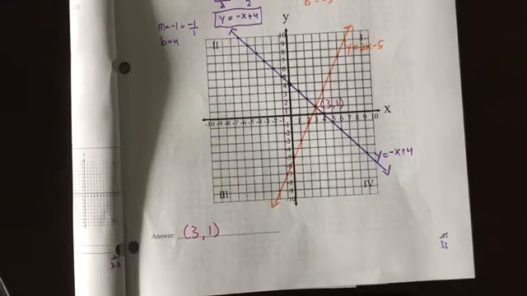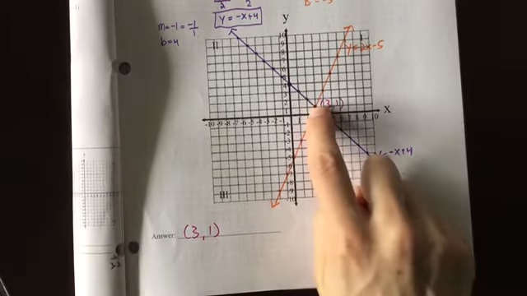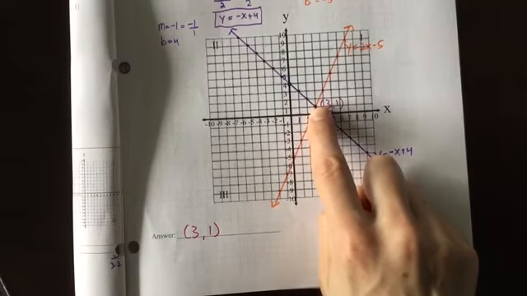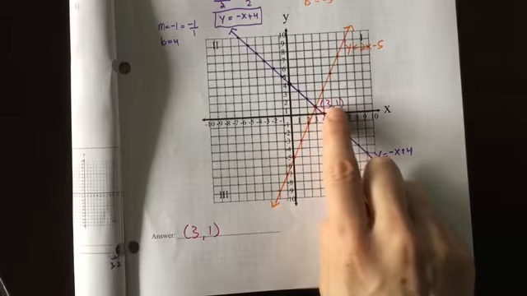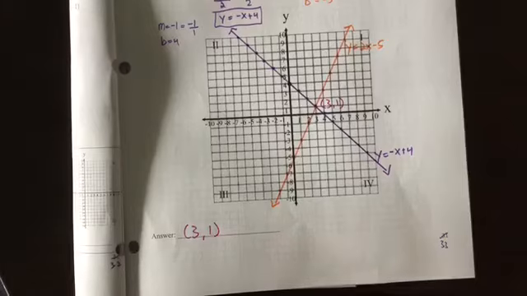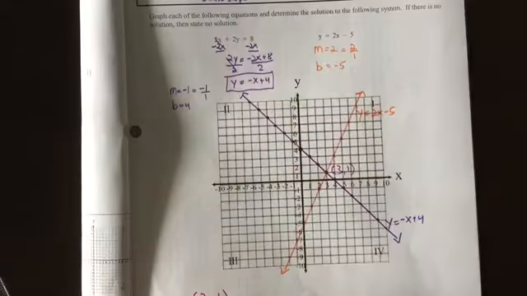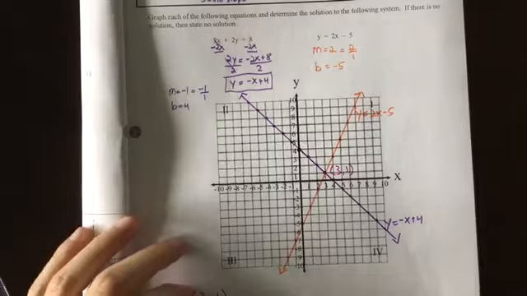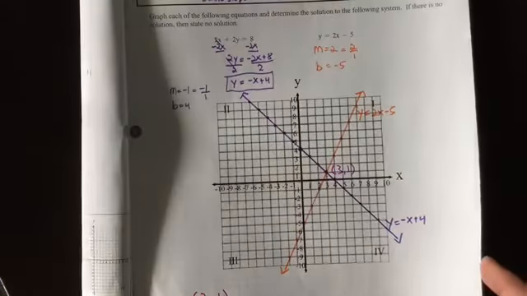If after I graph, that intersection point isn't perfectly in the corner of a grid box where I can name it, I did something wrong. Either I graphed incorrectly or I solved my equation into slope-intercept form incorrectly, and I would have to go back and check my work. Okay, so that's really all we're doing here today.